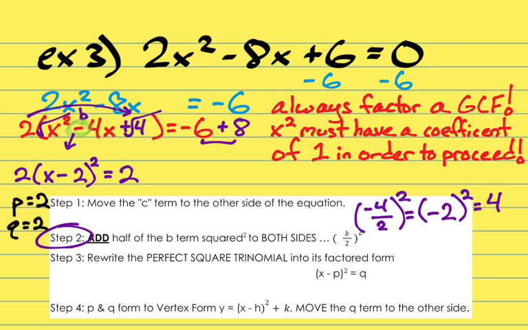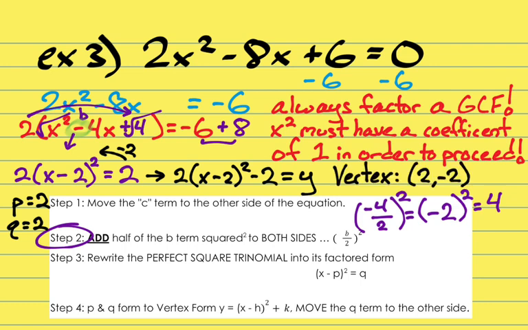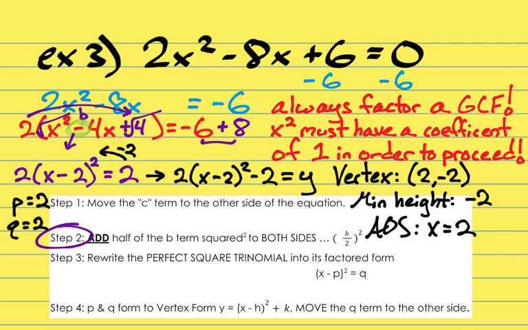You now know the P and Q values. And after moving the Q value to the other side, you have vertex form right there in black. The vertex is 2, negative 2. The minimum height is negative 2, and the axis of symmetry is also going to be 2.